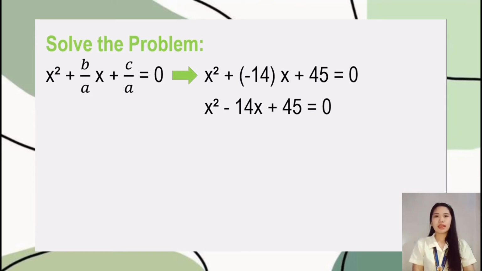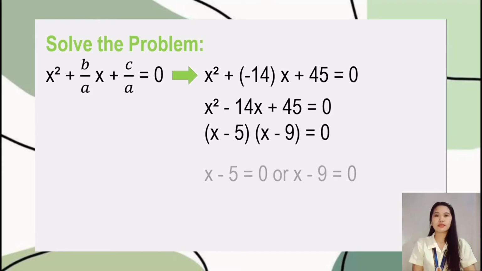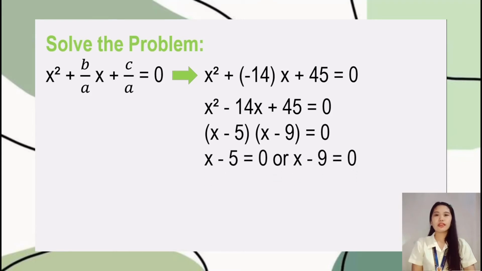Now, this is a quadratic equation which we can simplify using factoring. So, x squared minus 14x plus 45 can be written as x minus 5 times x minus 9 is equal to 0. Since we already have these factors, we are going to equate these factors to 0. So we will have x minus 5 is equal to 0 or x minus 9 is equal to 0. Let us solve for the values of x. So we have x is equal to 5 or x is equal to 9.